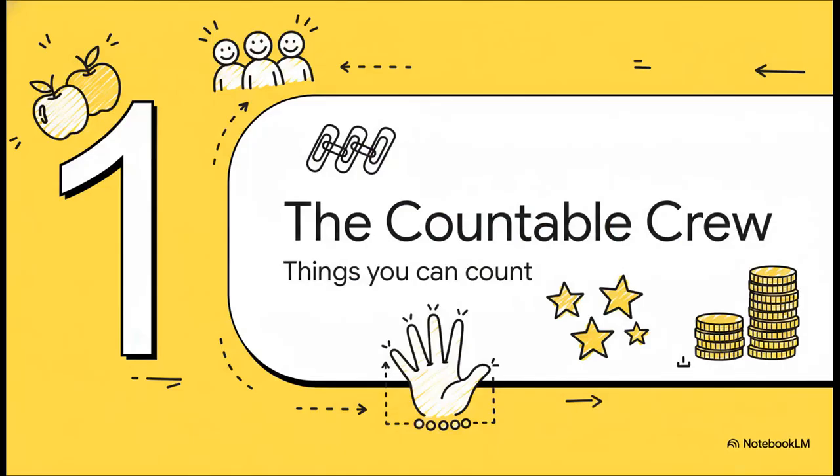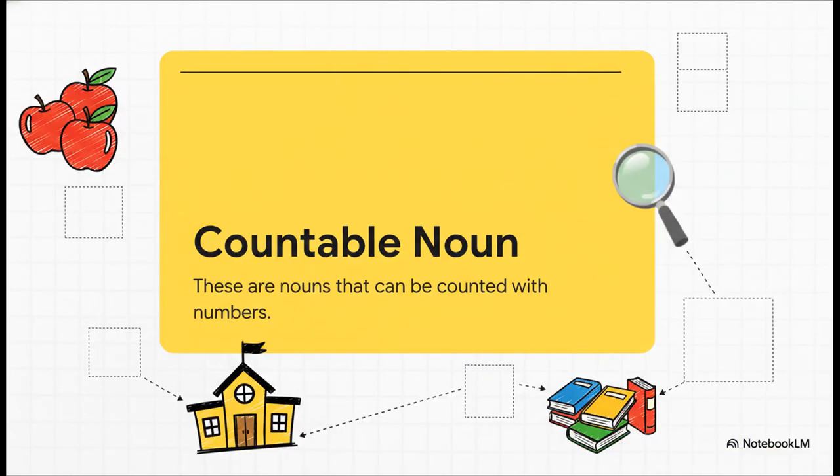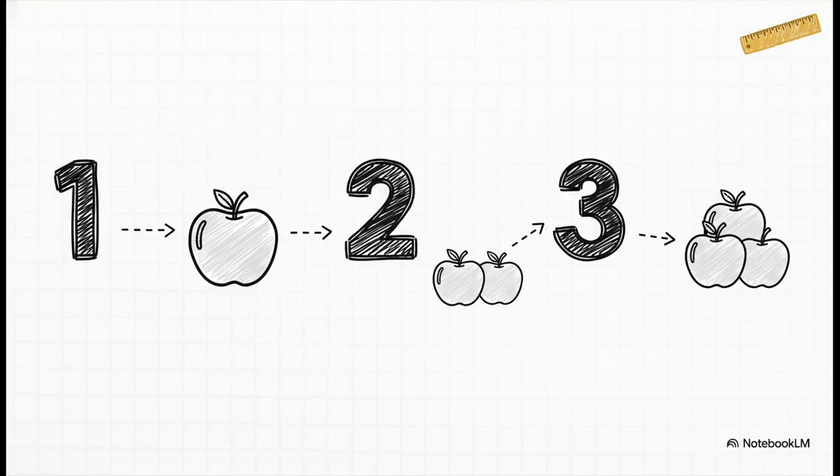Okay, so first up, let's meet the countable crew. And yep, the name pretty much gives it away. These are the things in life you can actually count. So what is a countable noun? It's literally just anything you can slap a number on. An apple, a school, a chair. You can have one of them, two of them, 100 of them. It really is as simple as that. This is the golden rule, the most important one. If you can count it, one apple, two apples, three apples, then bam, it's in the crew.